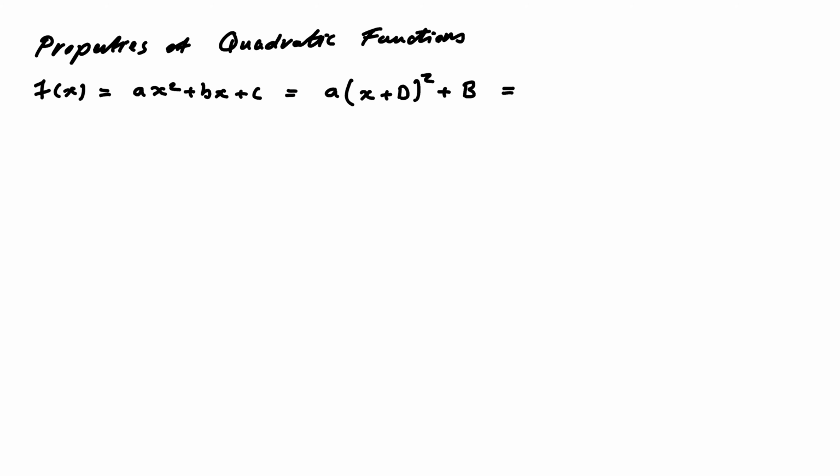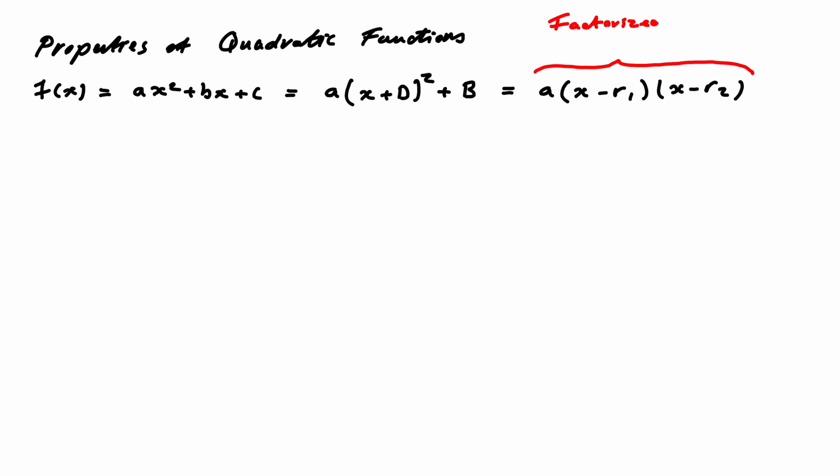Finally, I suppose we could also do a factorized form. And in factorized form, you could take the a out, it would be a times (x minus r1) times (x minus r2). So this last case may not always be possible. It depends on a few factors. So factorized form, if possible. Not every quadratic equation can be factored, not over the real numbers. Okay, so I want to look at properties of these.